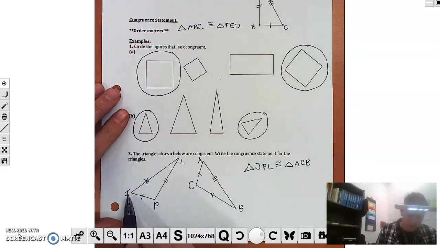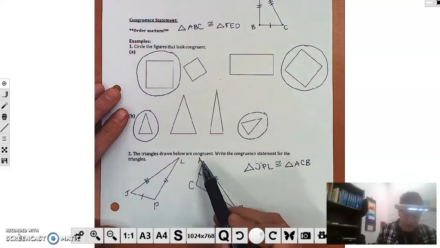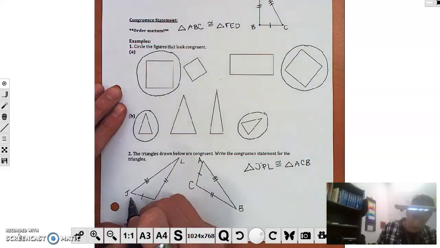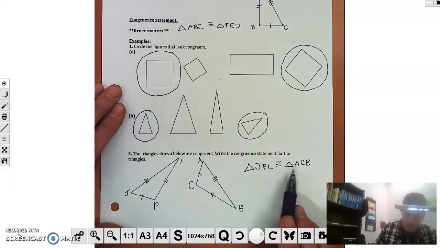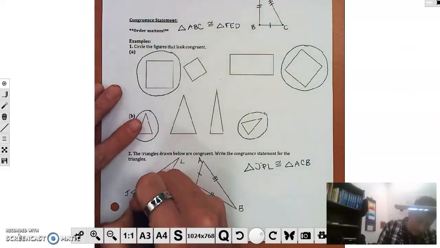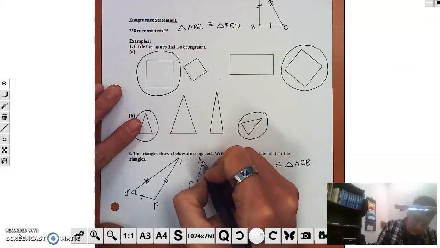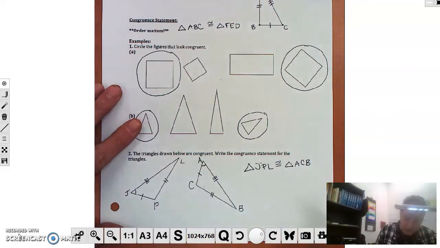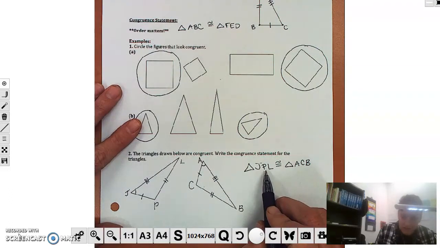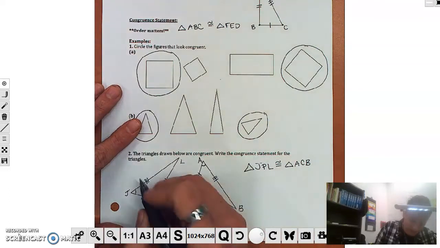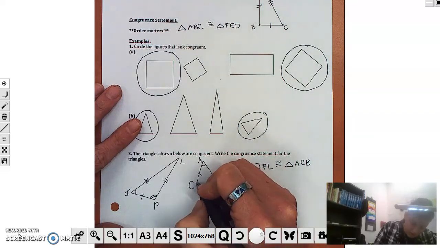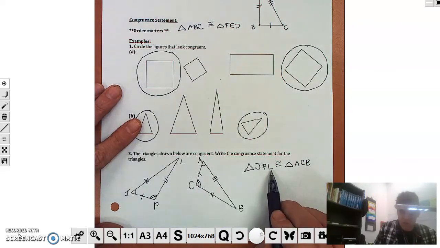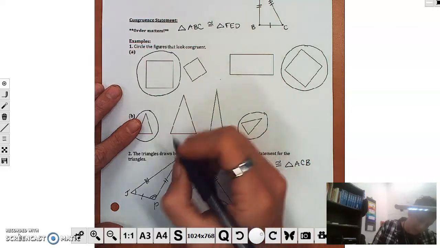So if we've got triangle JPL is congruent to triangle ACB, we know that J is congruent to A. This angle here, J, is congruent to that angle here, A. We also know angle P is congruent to angle C. Let's give them 2 loop-de-loops. And we know angle L is congruent to angle B.